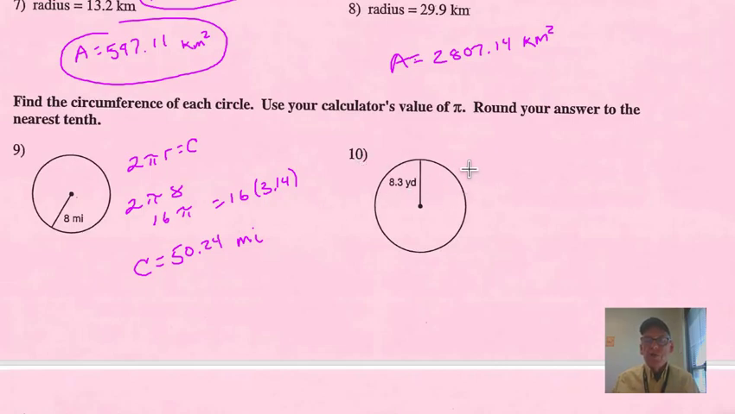Here, same thing. 2 pi r is equal to c, so 2 times 8.3 is 16.6. So that times pi is going to be our circumference. We have 2 times r times pi. 16.6 times 3.14 is 52.12. And we're dealing with yards. So the distance around is 52.12 yards.